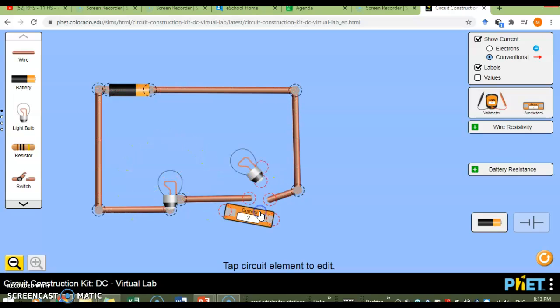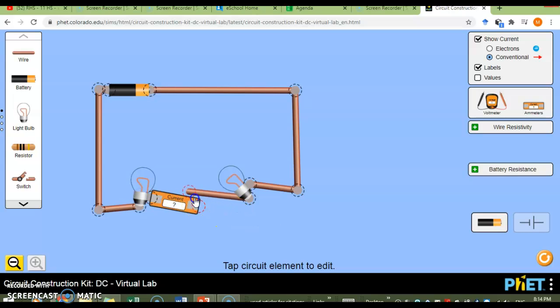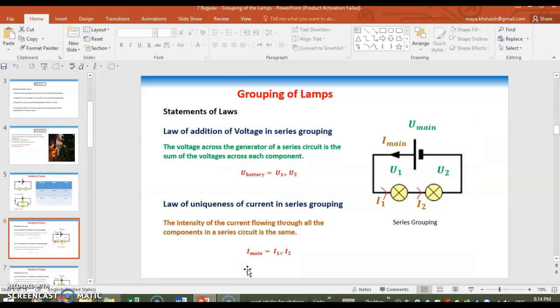Sorry, this is done by mistake here. So connecting it in series with the other lamp, again the ammeter is going to indicate 0.45 ampere. This means that the current is unique in series grouping. Now doing a direct application, or before this, let us state the laws, then do the application.